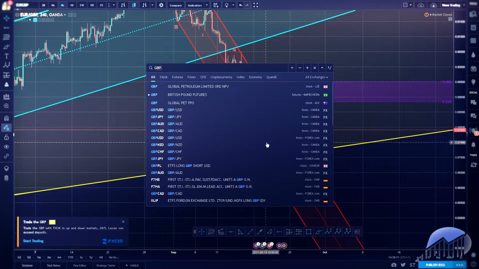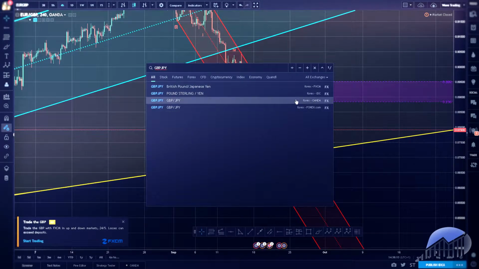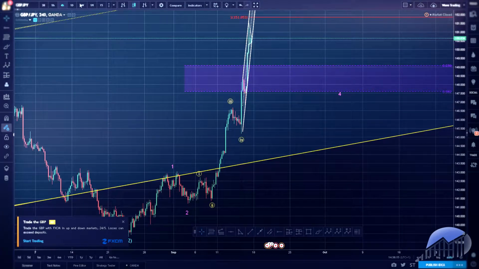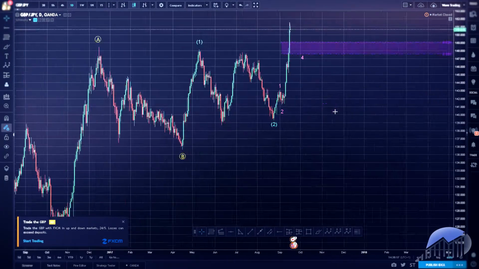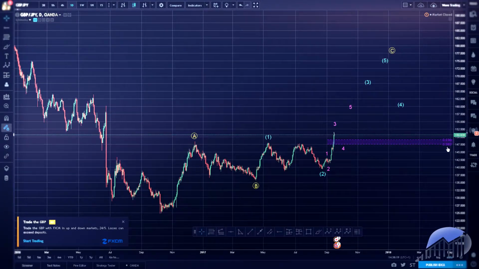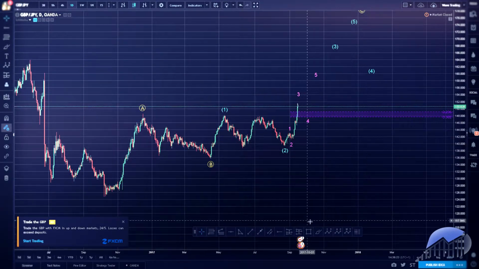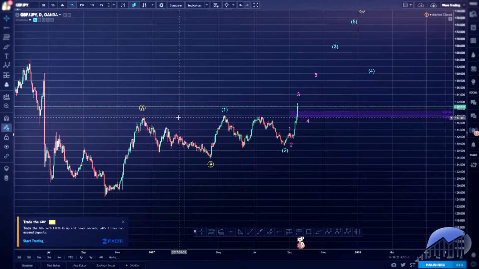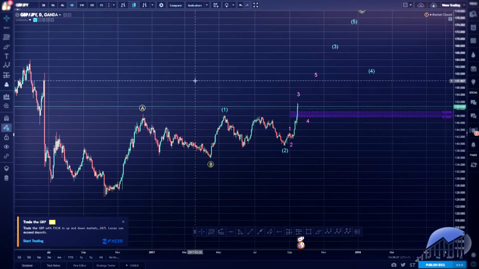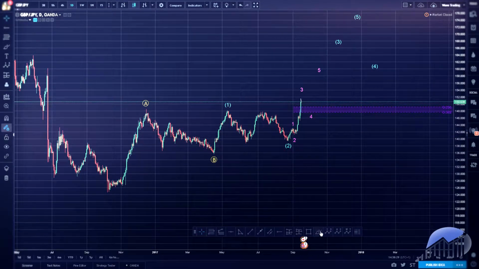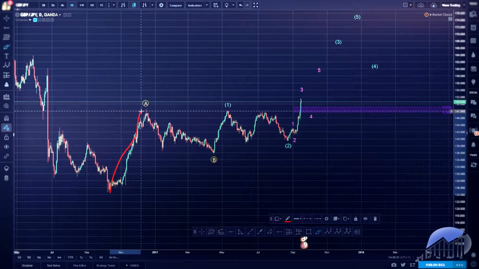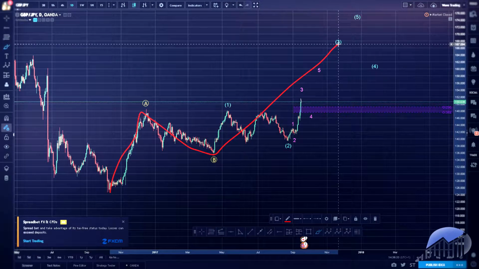So let's go to pound yen. This is one of my favorite pairs actually. I caught a nice move in it last week. I was down one trade last week, and then I brought it back with a trade on pound yen. But this is basically a B and a C.